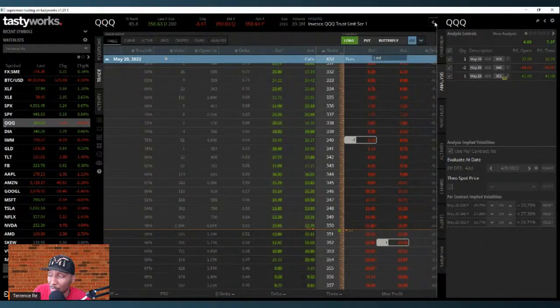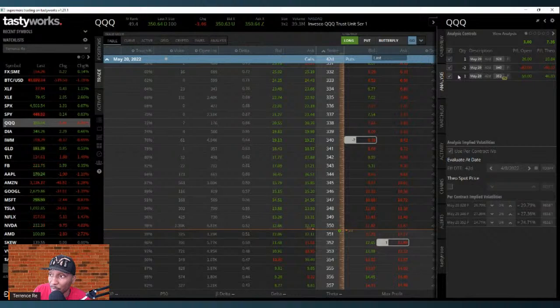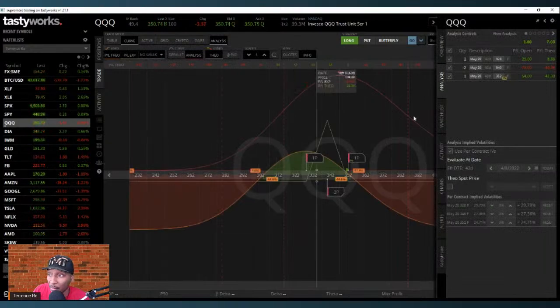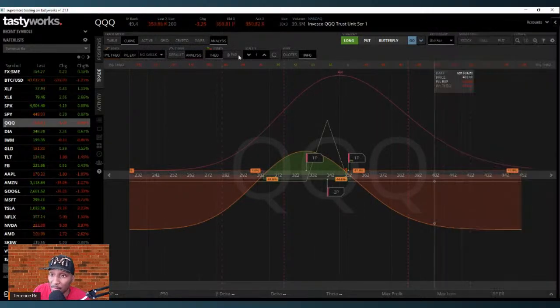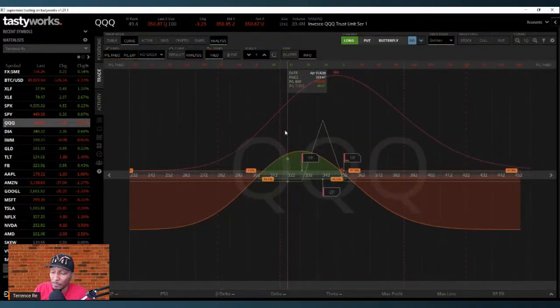Over here, once again, on Tastyworks, you come over here and click this arrow. I already got it on Analysis, right? Actually, I can click Analysis right here. Move this back. So now what you're looking at, and I'm going to try to make it as easy as I can to understand.